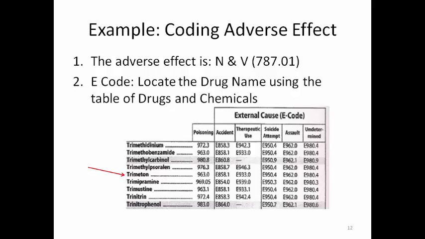So which heading do we use for the E code? I'm going to show you another slide, but in general, for an adverse effect of a drug, we're going to use therapeutic use. So we see it's E933.0.